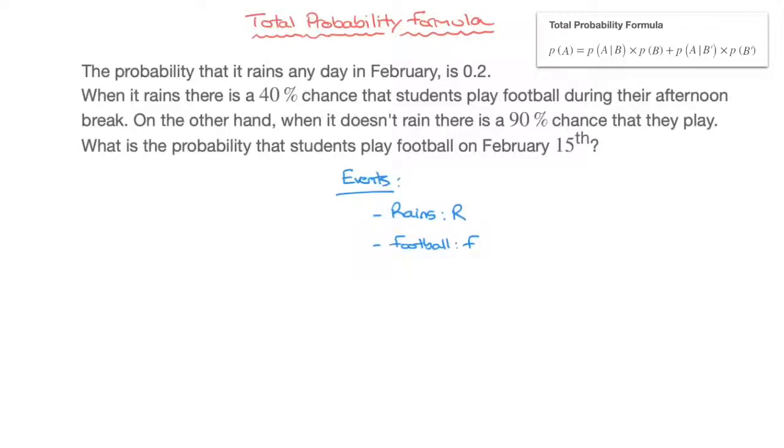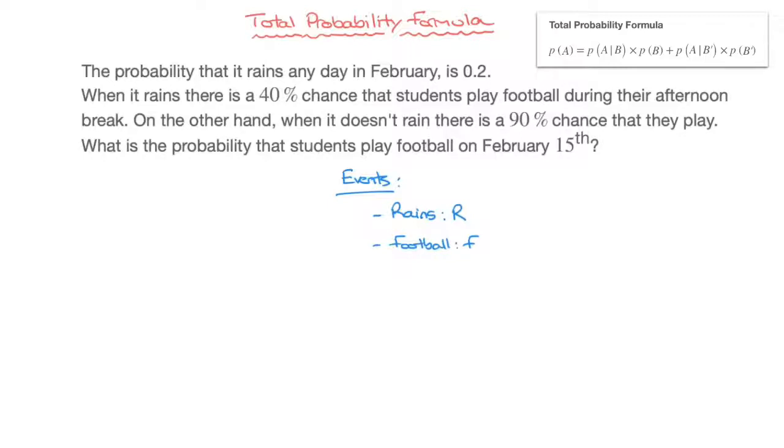Now on top of that, as we read through this question, we quickly see that the probability that students play football is affected by whether or not it rains. Indeed, we can see that when it rains, there's a 40% chance that the students play football. And on the other hand, we're also told that when it doesn't rain, there is a 90% chance that the students play football. And that very clearly tells us that the likelihood of the students playing football is affected by whether or not it rains. The events R and F are therefore definitely not independent, and we're therefore dealing with conditional probability.